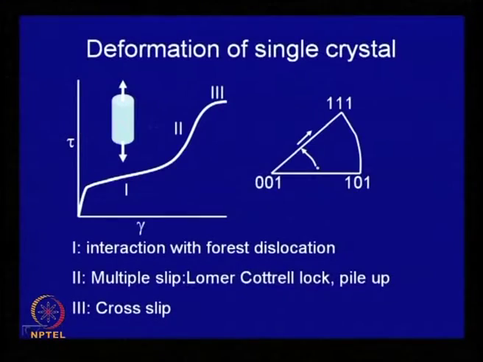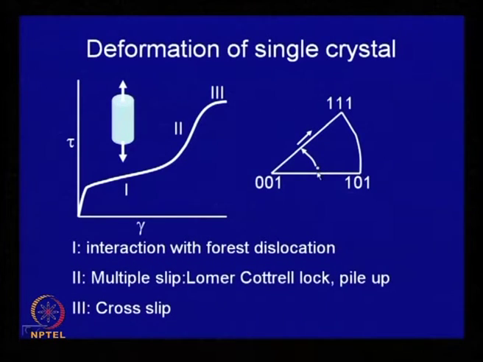We recollect that the stress-strain behavior of deformation of a single crystal is shown by the resolved shear stress-strain diagram. And if we recall, there are three distinct stages. Stage 1, where there is very little strain hardening. Now, this is a single crystal, say suppose an orientation is somewhere here.